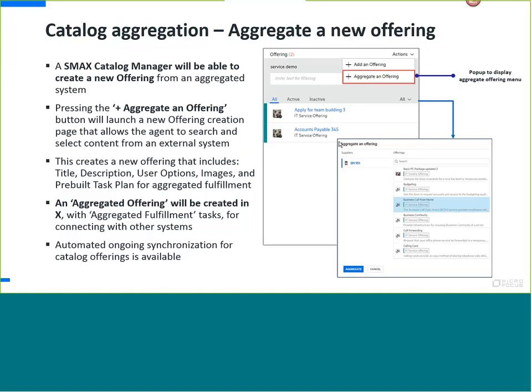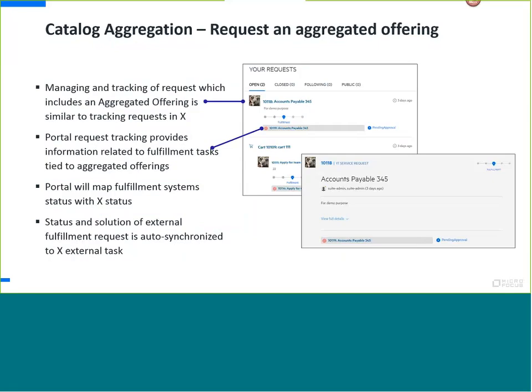Once the catalog and the offering is aggregated into the portal, now what you can do, as an end user, is start to manage and track your request. You will see a task plan, which is an external task plan that you can click on, and it will show you an external fulfillment ID, in this case an SD number.